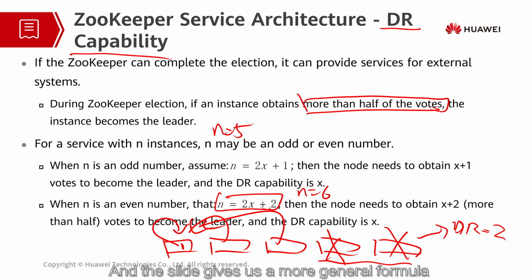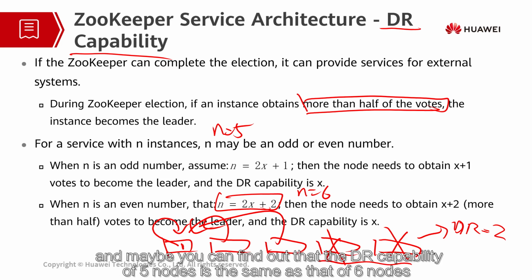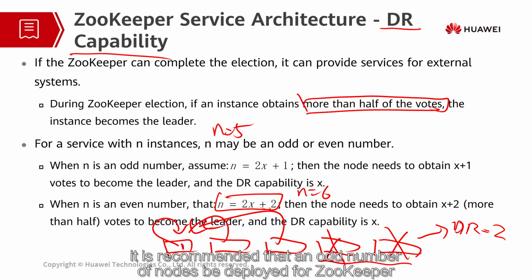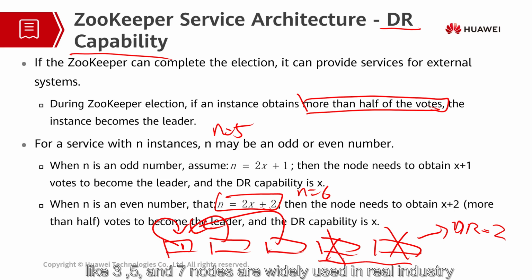And the slide gives us a more general formula, and maybe you can find out that the DR capacity of 5 nodes is the same as that of 6 nodes. So why bother deploying 6 nodes? Considering the election and the writing speed, it is recommended that an odd number of nodes be deployed for ZooKeeper. Like 3, 5, and 7 nodes are widely used in real industry.